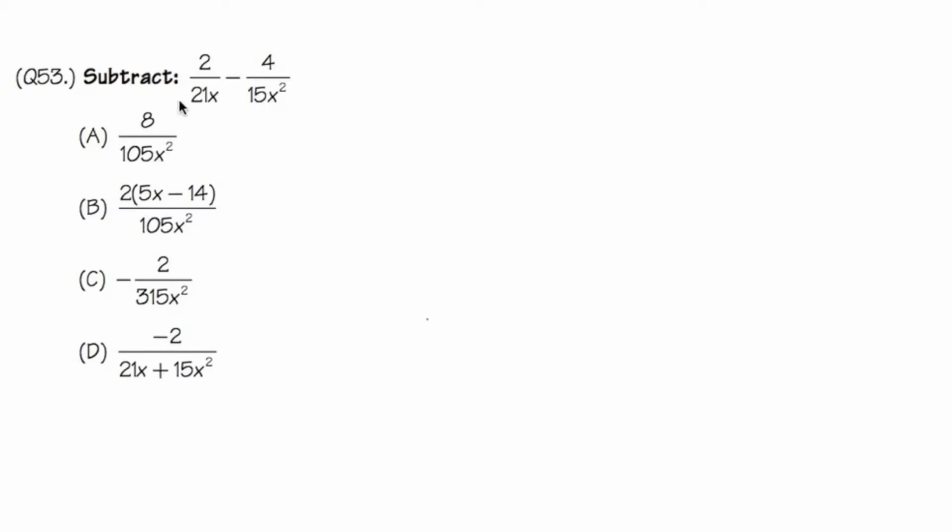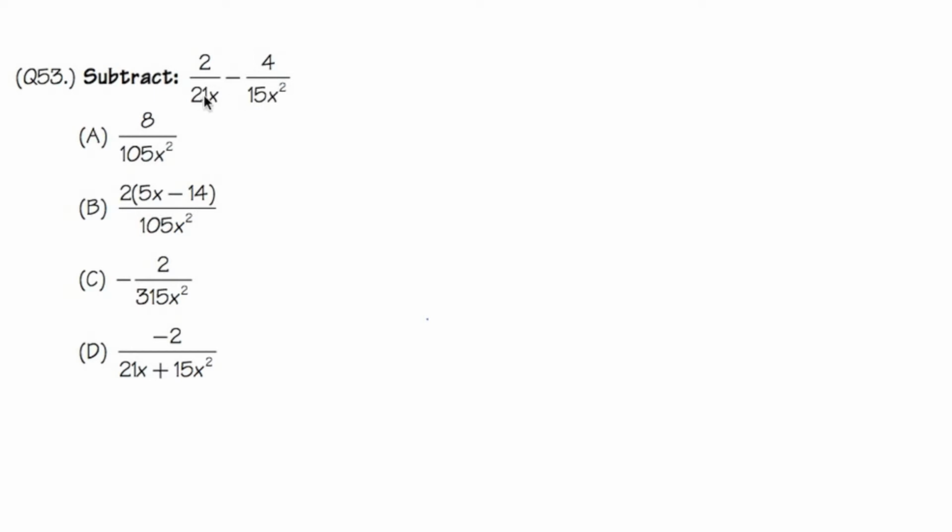Number 53, we are going to work this out. 2 over 21x minus 4 over 15x squared. These two are rational expressions. How do we subtract rational expressions? Well, they are just like fractions. To add or subtract fractions, we must have the same denominators, but they don't. So that will be the first step. We have to come up with the common denominator first.